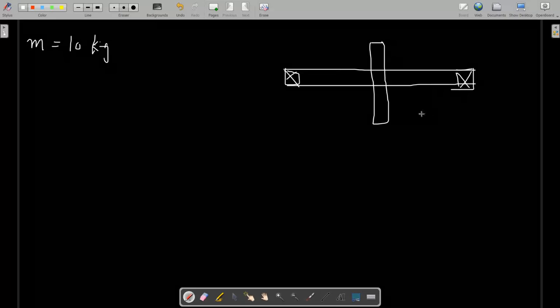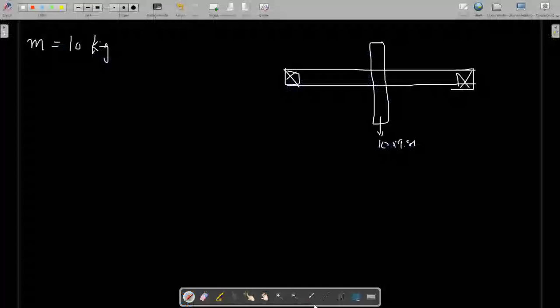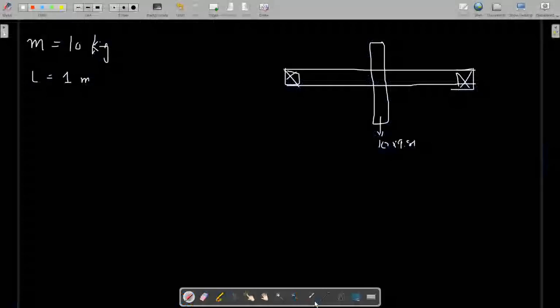Okay, and the weight of this rotor is 10 multiplied by gravitational acceleration 9.81, and the bearings are 1 meter apart. That means length is 1 meter, and here the shaft diameter is also given, that is 20 mm shaft diameter. Okay, so the shaft diameter, that is 20 mm, we will write in meter, that is 0.02 meter.